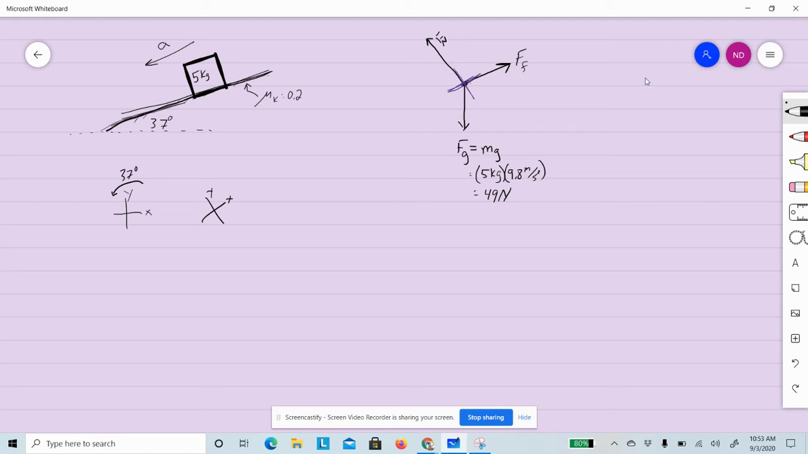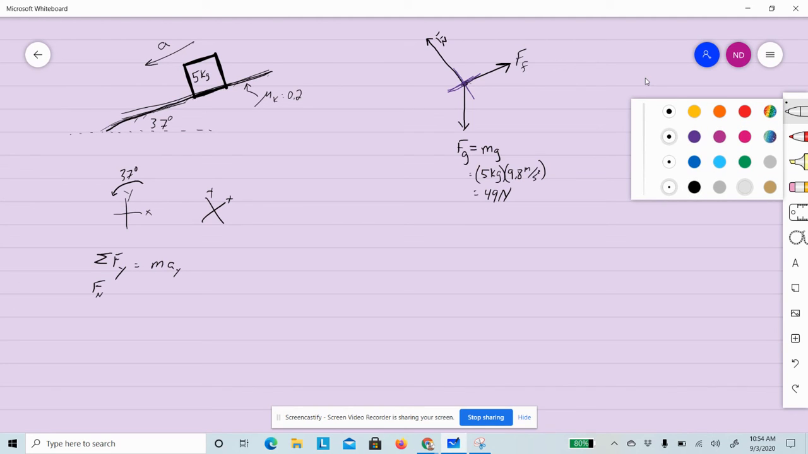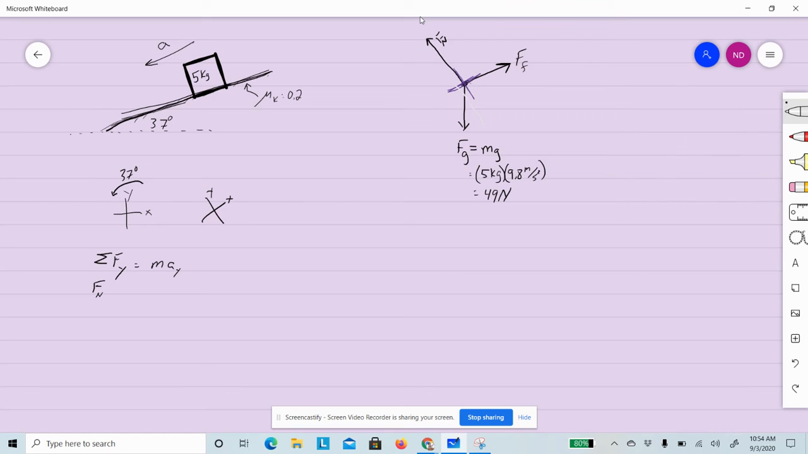It's accelerating in the x-axis. It's not accelerating in the y-axis. So that's very useful. The sum of the forces in the y equals ma, but it's not accelerating in the y direction. It's accelerating in the x direction. So what forces are in the y direction? The normal force is in our new y direction. Our new y direction is this way. That's our y direction. This is going to be our x direction.